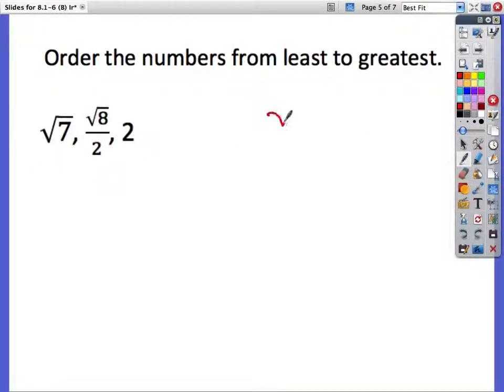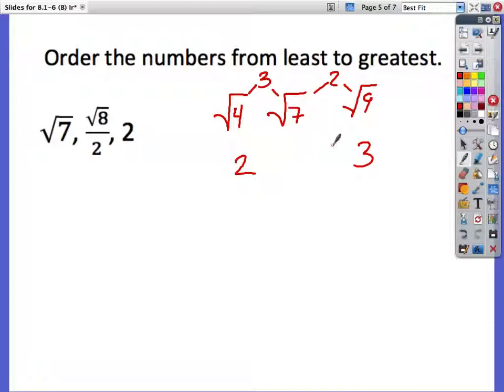Square root of 7. Okay, I know that's going to be between the square root of 4 and the square root of 9, right? So it's going to be between 2 and 3, somewhere between those, because the square root of 4 is plus or minus 2 and plus or minus 3 for the square root of 9. But we have a difference of 3 here. We have a difference of 2 here. Because of that, I'm going to guess closer to 3 than I am to 2.